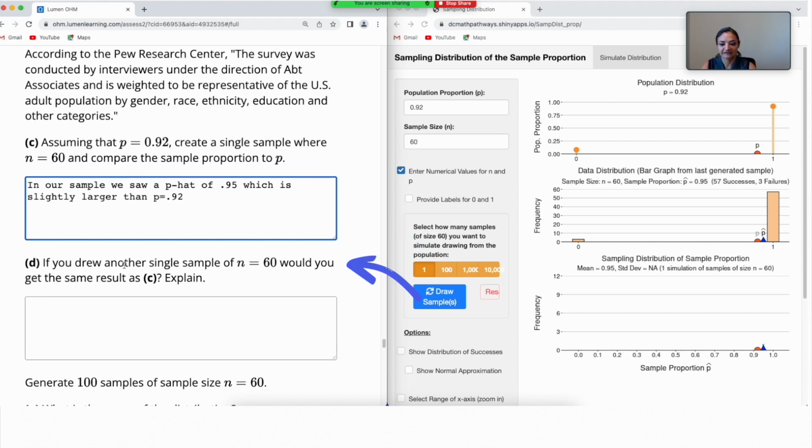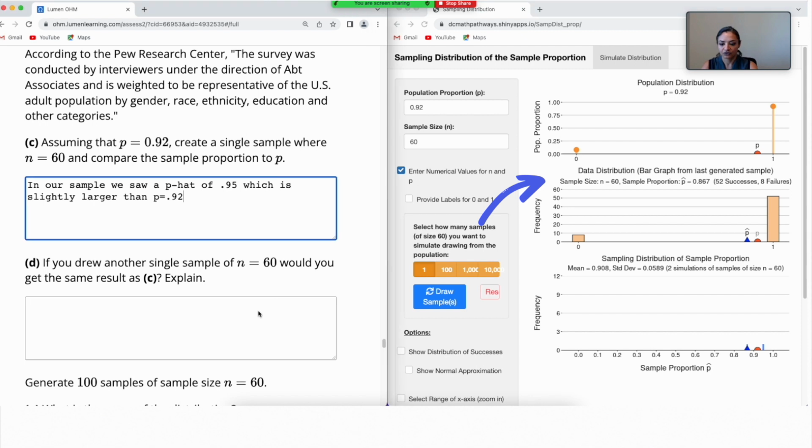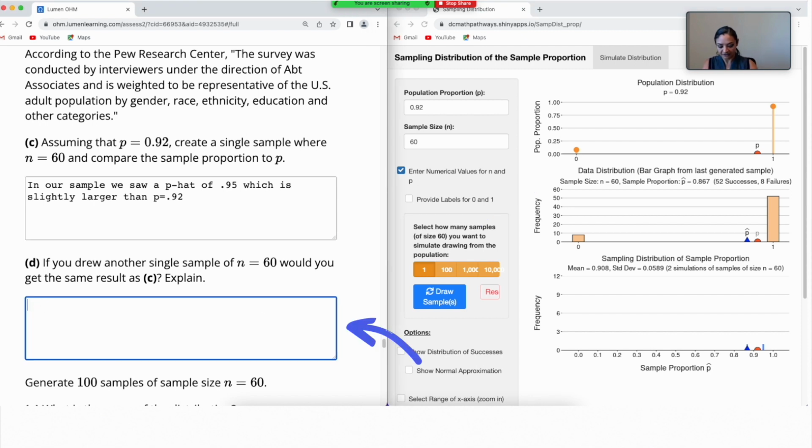If you drew another sample, so a single sample with n equals 60, would we get the same results? Well, we don't have to guess. We could just do it. So let's go ahead and draw another sample. Oh, look at that. Now we got that p hat is 0.867. So no, not necessarily. We would not get the same thing. In fact, when we ran it again, we saw p hat being equal to 0.867.